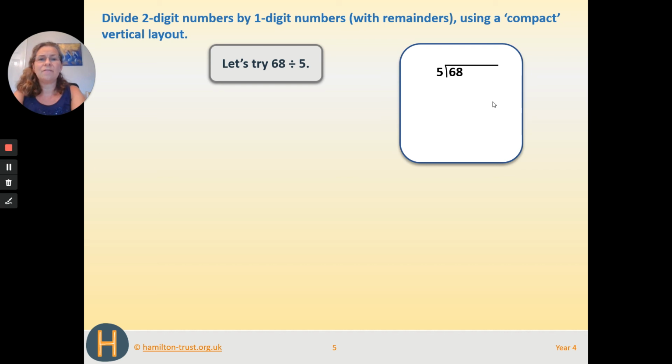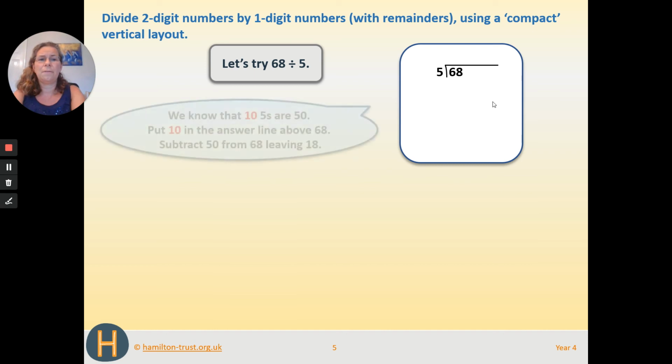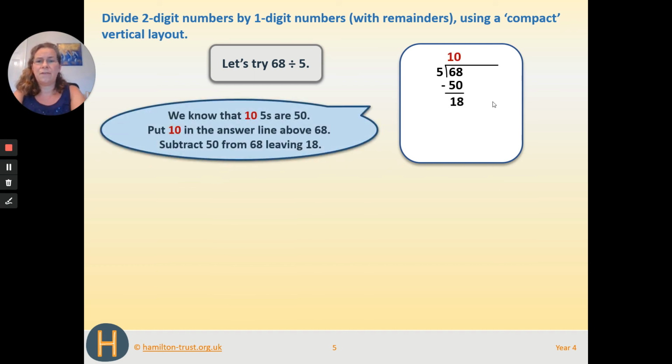Let's try a different question this time. 68 divided by 5. So let's do our estimate first. Is it going to be 10 lots of 5 or 20 lots of 5? 10 lots of 5 are 50. 20 lots of 5 are 100. So it's going to be 10 lots of 5. 10 fives are 50. Put 10 in the answer line above 68 and subtract 50 from 68, leaving 18.